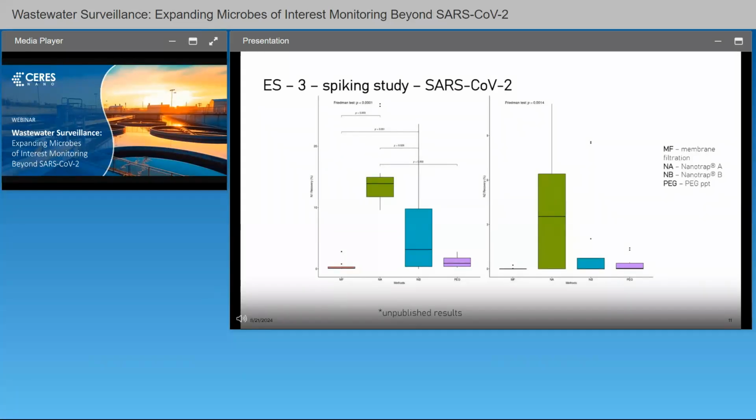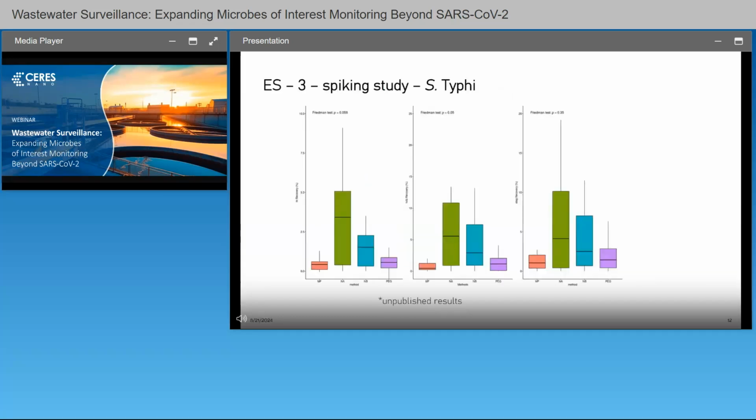These are the results from the spiking study for SARS-CoV-2. The box plot on the left is for N1, the box plot on the right is for N2, and the green box depicts the recovery for Nanotrap A. As you can see, it is pretty evident that Nanotrap A, especially for N1, is much more efficient than all the other methods at recovering SARS-CoV-2 from wastewater. That's what we found in this spiking study, and this difference was statistically significant also. So we are pretty happy about that. By this time, we had been using the Nanotrap method in the lab for about 2 to 3 months, and we are all very happy with it because it's very easy to do.